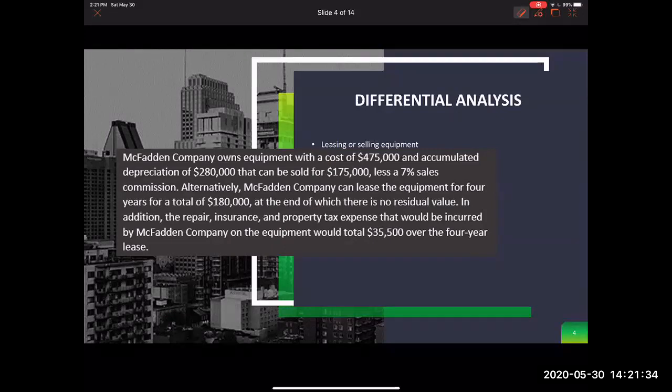So we have McFadden Company, which owns equipment with a cost of $475,000 and accumulated depreciation of $280,000 that can be sold for $175,000, less a 7% sales commission. Alternatively, McFadden Company can lease the equipment for 4 years for a total of $180,000, with no residual value at the end. In addition, the repairs, insurance, and property tax expense would be incurred for a total of $35,500 over the 4 years. So we're trying to decide which one is the best one to go with, right? So with that, let's see.